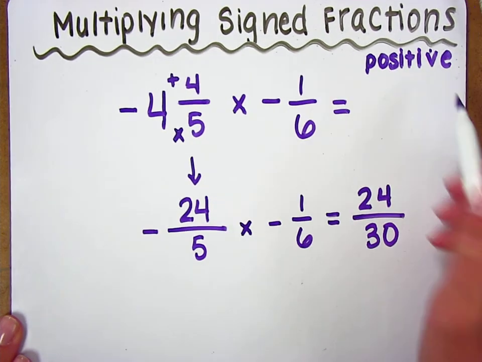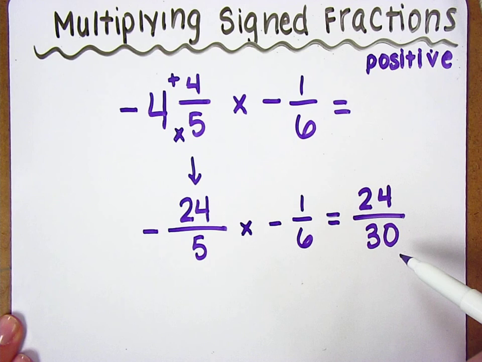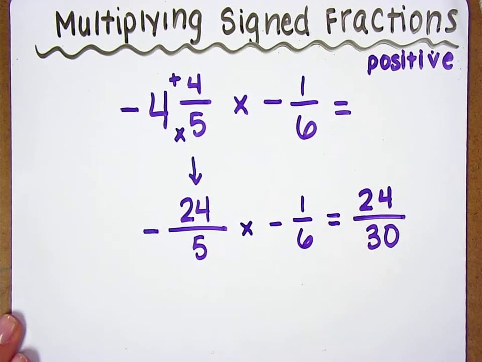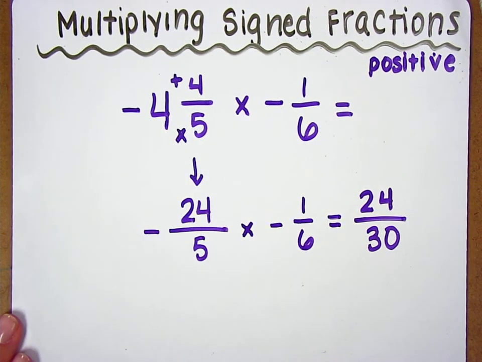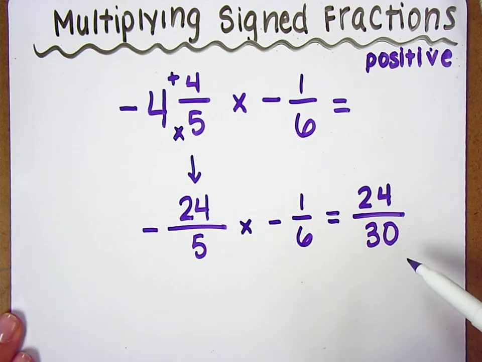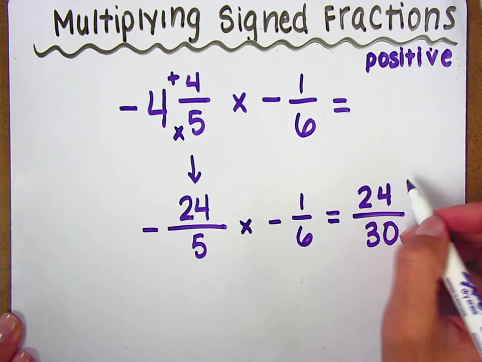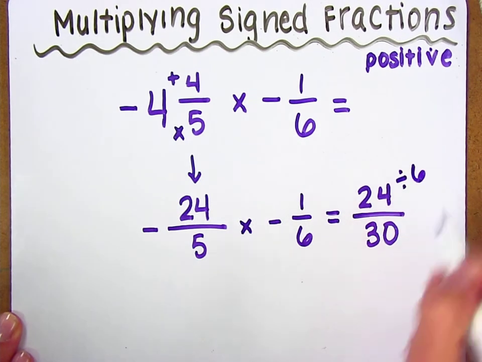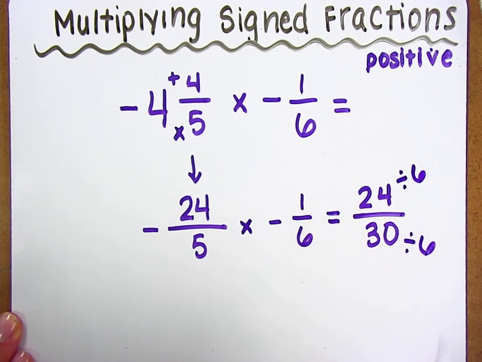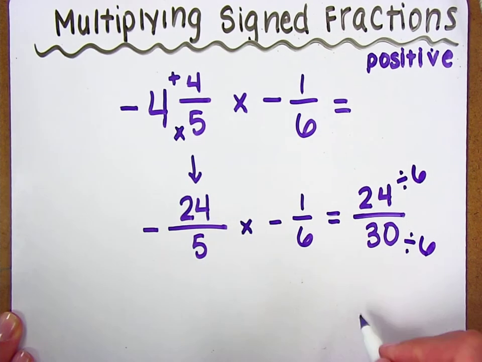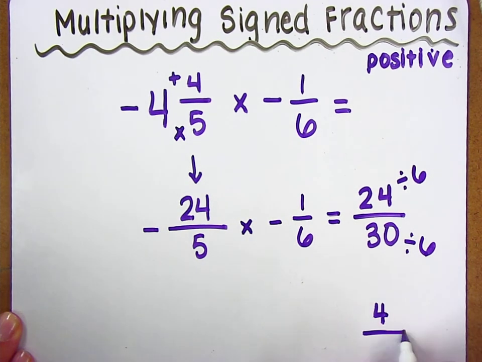We know that answer is going to be positive, and now we also have to check to make sure we have simplified. So again, I'm going to think to myself, is there a number that I can divide both 24 and 30 by? And in this case, I know I can divide them both by 6. So my simplified answer is going to be 4/5.